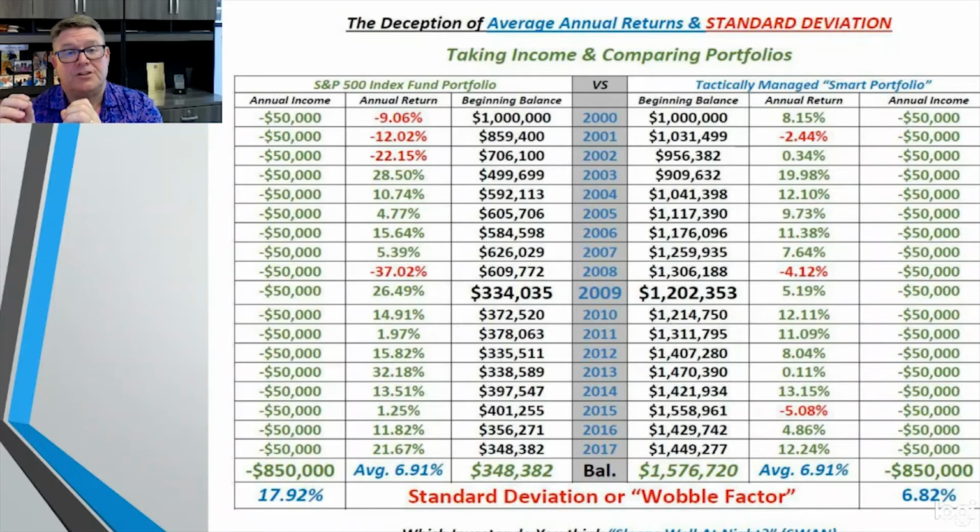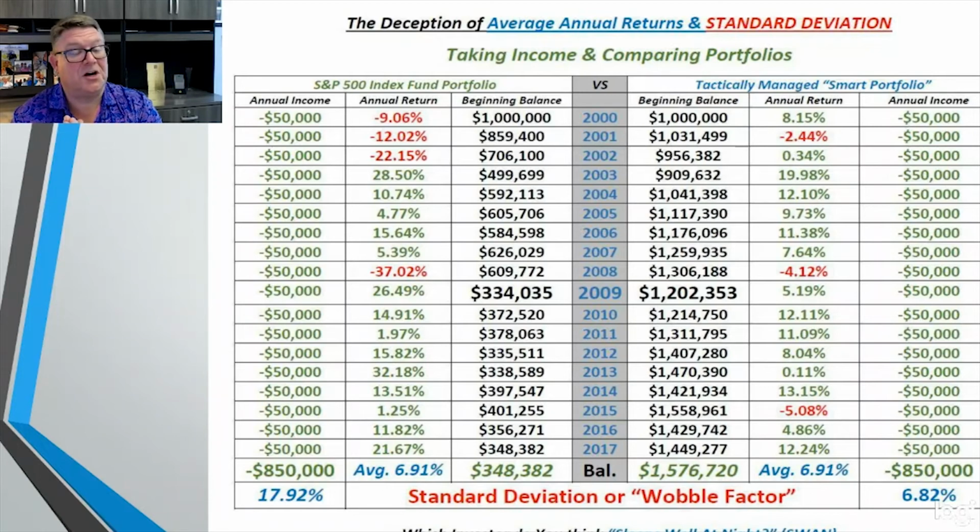Let's go over to the other portfolio, our tactically managed smart portfolio. Same identical return. However, how much money do we have left here after the 17 years? $1.576 million. And what is the difference? The Wobble Factor. The standard deviation of the smart portfolio is 6.82% a year versus the 17.92% a year on the other side.